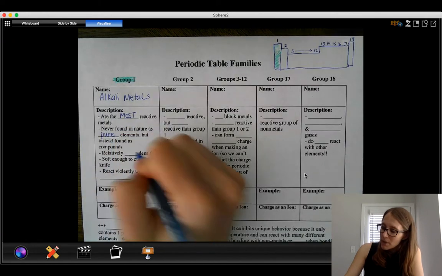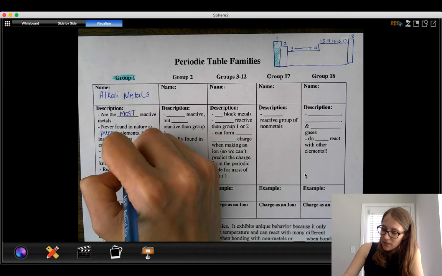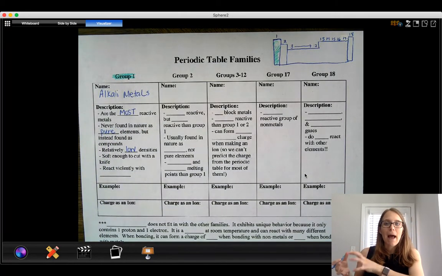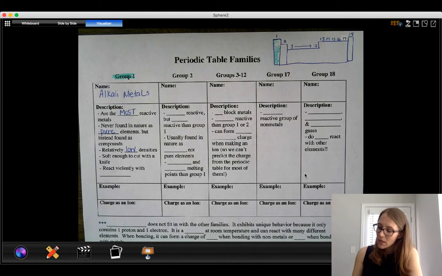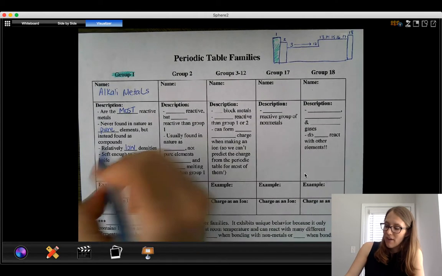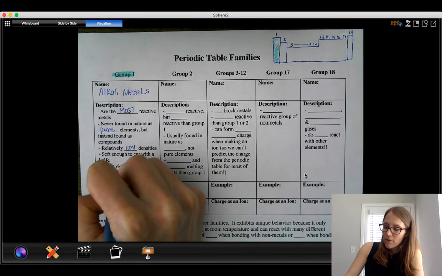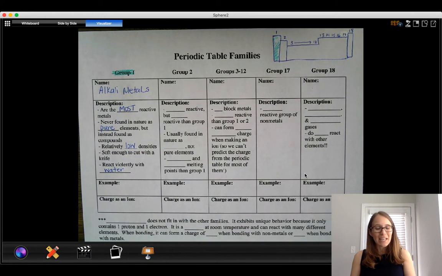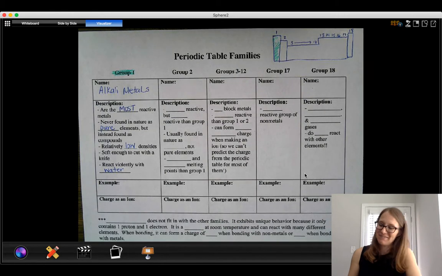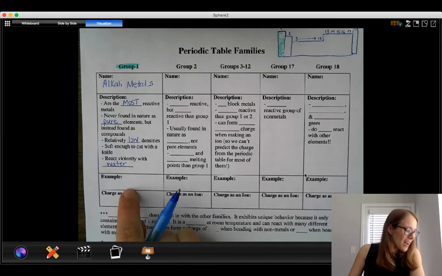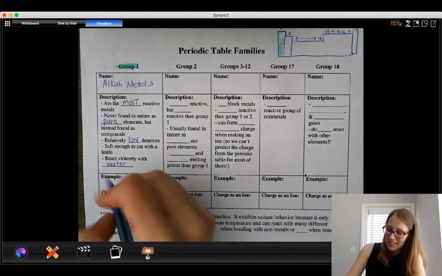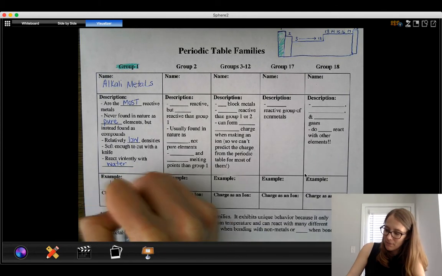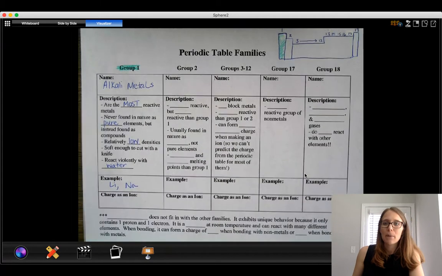Okay. In terms of their densities, these are going to have relatively low densities overall. So that means that their mass compared to their size is pretty low. And they react violently with water. So if they are placed in water, they catch on fire and they can explode and get really fiery. Examples from this family, just looking at the periodic table, would be lithium and sodium, for example.